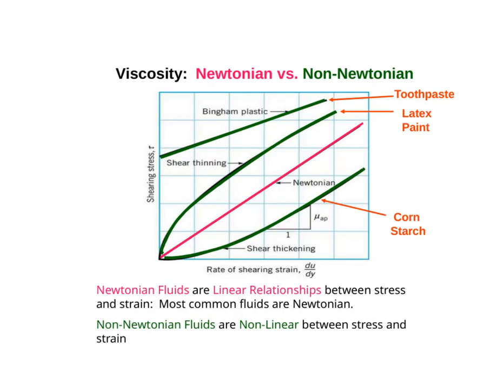Let's talk about fluids and how they behave under stress. Newtonian fluids follow a simple, linear relationship between stress and strain, meaning their viscosity stays constant no matter how much force you apply. Think of water or latex paint. On the other hand, non-Newtonian fluids don't play by those rules. Their viscosity changes depending on the stress, like toothpaste or corn starch mixtures. Understanding this difference helps us predict how materials flow and respond in real life. It's all about the relationship between force and flow.